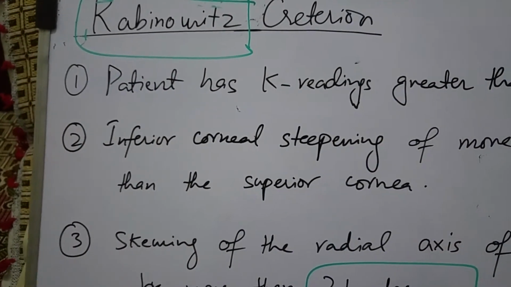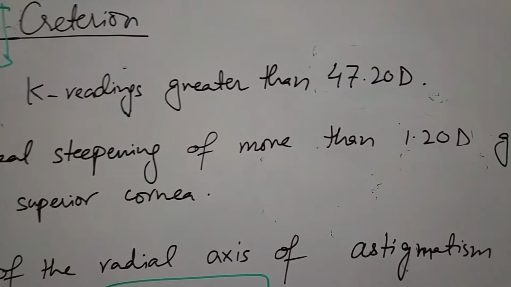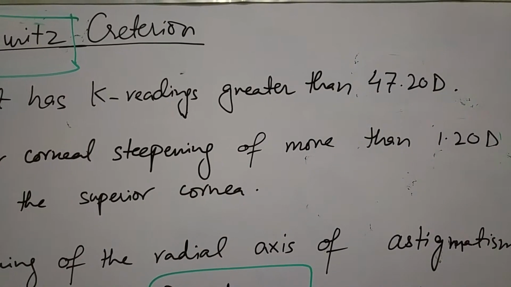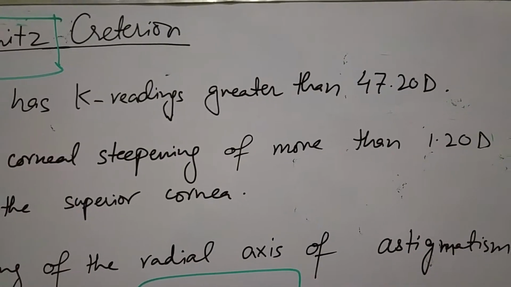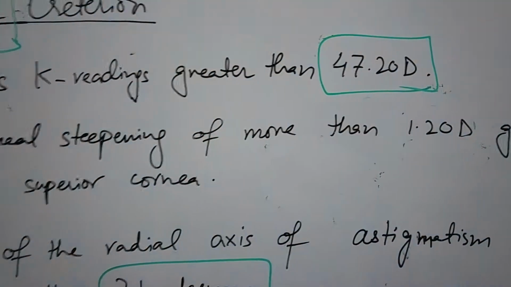The number one is patient has K readings greater than 47.20 diopter. The normal cornea has power 43 diopter and in keratoconus the power of cornea is increased. So the minimum limit set by Rabinowitz was 47.20 diopters.